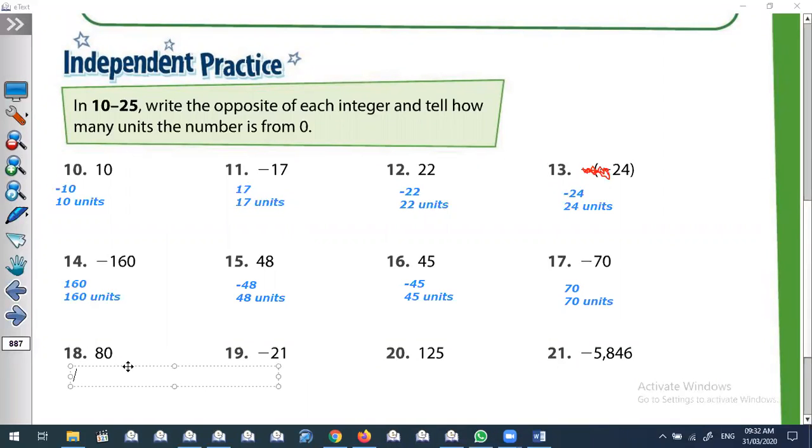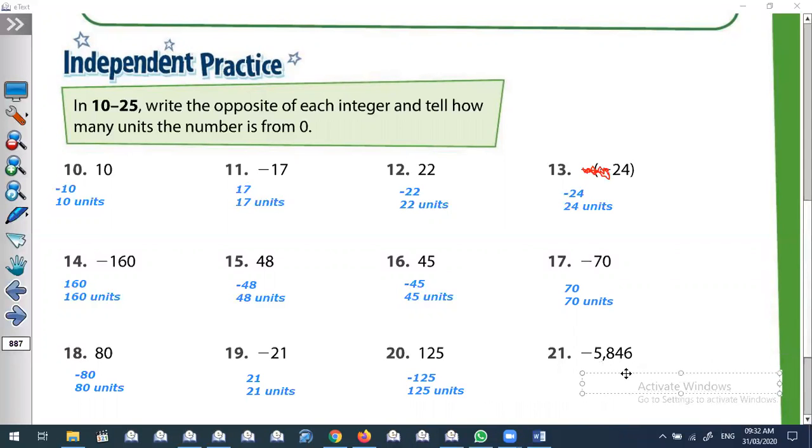80. The opposite of 80 is negative 80. And the distance is 80 units. The opposite of negative 21. Negative 21, its opposite is 21. The distance is 21 units. What is the opposite of 125? It's negative 125. What is the distance? The distance is 125 units, the distance from 0.